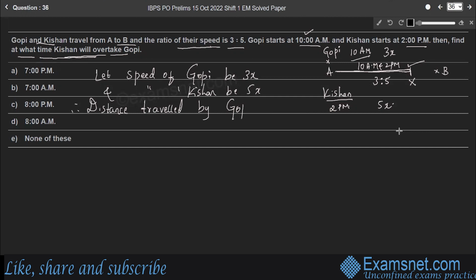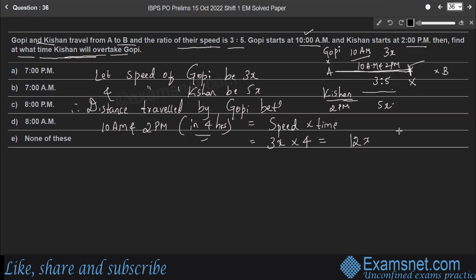So therefore, the distance traveled by Gopi between 10 a.m. and 2 p.m., that means in 4 hours, is equal to, by the formula, speed is distance by time. Therefore, distance is speed into time. So the speed of Gopi is 3x and time is 4 hours. Therefore, 12x is the distance traveled by Gopi in 4 hours. Right? At that time, when he reaches place X, Kishan starts his journey.